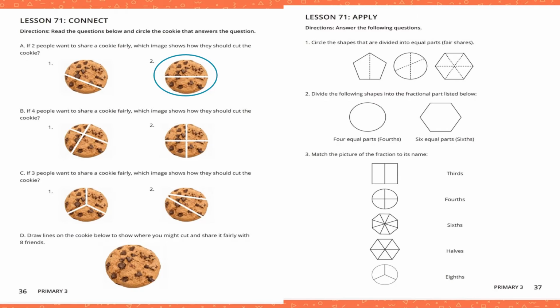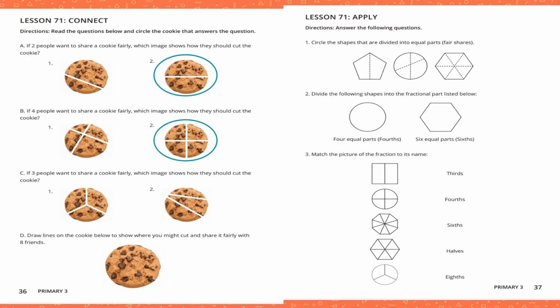Question B. If I have 4 people who want to share a cookie fairly. Again, fairly means equally. Which image shows how they should cut the cookie? The image 1 or the first image. Do I have 4 equal parts here? No, they are not equal. So I will choose number 2. They are equal parts.